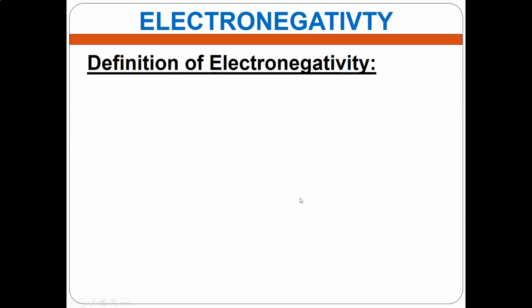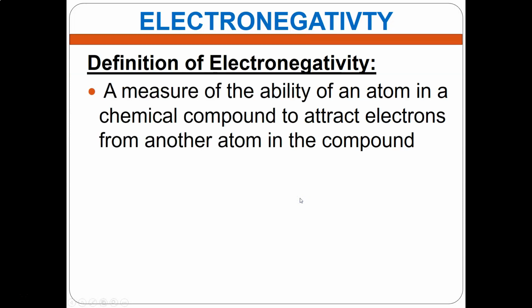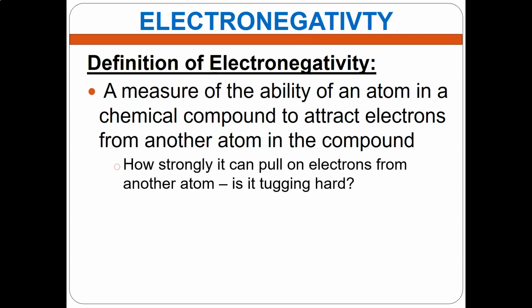Electronegativity, the kind of fancy definition, is a measure of the ability of an atom in a chemical compound to attract electrons from another atom in the compound. In other words, how strongly can that atom pull on the electrons from another atom? Is it tugging really hard, or is it not tugging very hard?